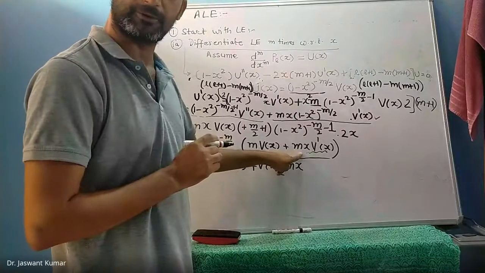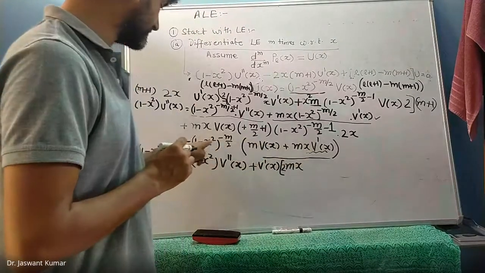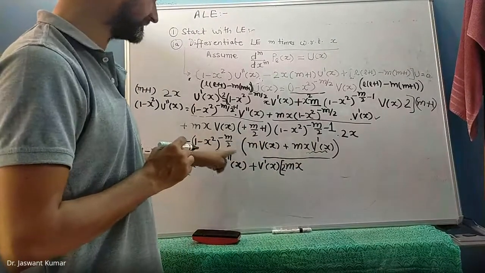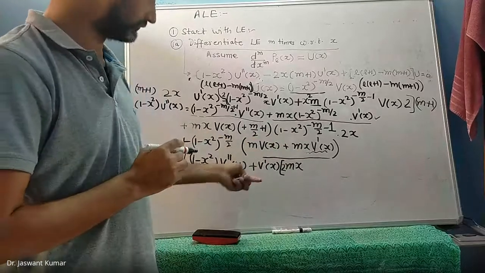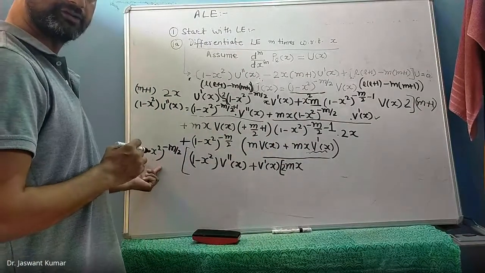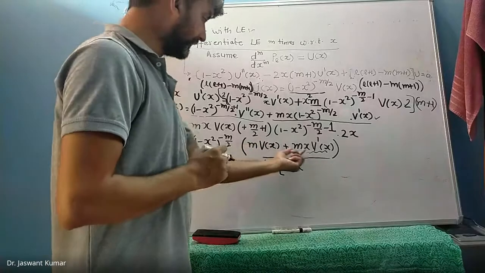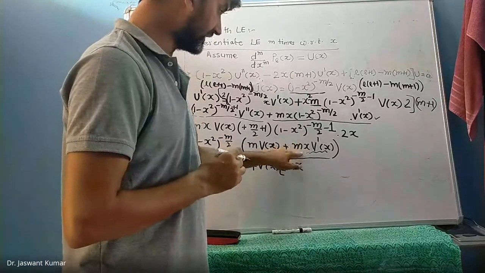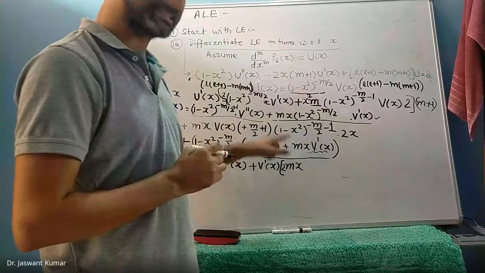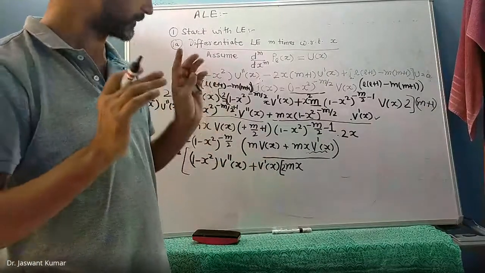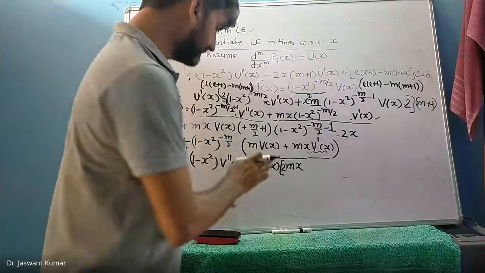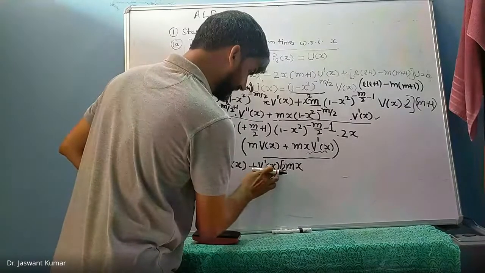1 m of x coming from here, because v dash x was multiplied with 1 minus x square to the power minus m by 2 times m of x. So 1 minus x square to the power minus m by 2 is over here, and then m of x is coming from here. This m of x combines with this particular m of x to give you 2m of x. Term number 3 taken care of.